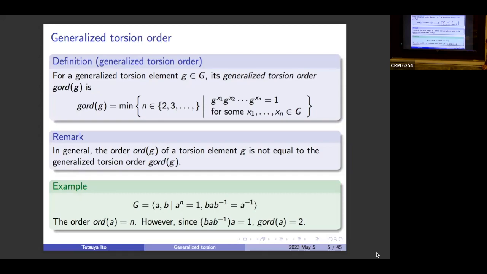What does it mean? Here's an example. Let us consider the dihedral group like that. Then a to the n is 1, and one can check that a is a torsion element and the order of a is n. On the other hand, by the second relation, a times a conjugated by b has product 1. This says that the generalized torsion order is 2. So the difference between the usual order and the generalized torsion order can be arbitrarily large.